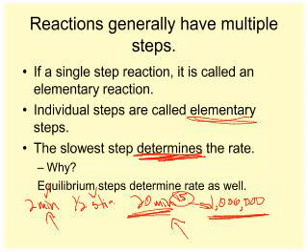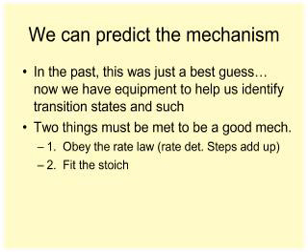Equilibrium steps determine the rate as well. That seems weird, and we'll get to that more when we get to equilibrium, but know that equilibrium steps determine the rate as well. We can predict the mechanism. In the past, this was just a best guess. Now we have equipment to help us identify transition states and things like that.